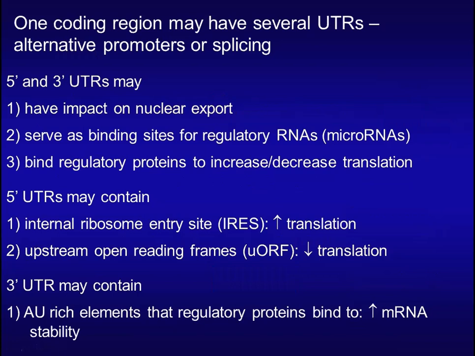5' UTR may contain internal ribosome entry sites, which are often used by RNA viruses as a means to ensure viral translation is active when host translation is inhibited. 5' UTR may also contain upstream open reading frames, which typically inhibit translation of the downstream primary open reading frame. 3' UTR may contain AU-rich elements that regulatory proteins bind to, which typically increase mRNA stability.